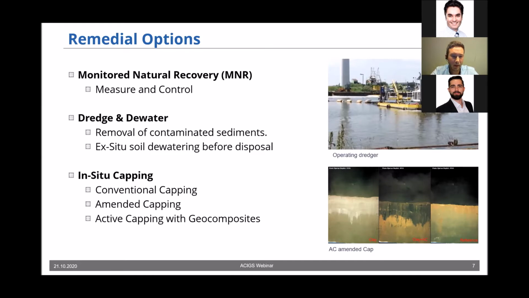And the third thing, and this is the focus today, is the active capping, or the capping with active geocomposites, which means that we have a geocomposite, so two layers of non-woven material and in between we have a constant thin layer of the active material that is rolled over the contaminated sediments, and then we have to place a thin sand layer on top of it. And then we also have built a very proper cap to chemically isolate the contamination.